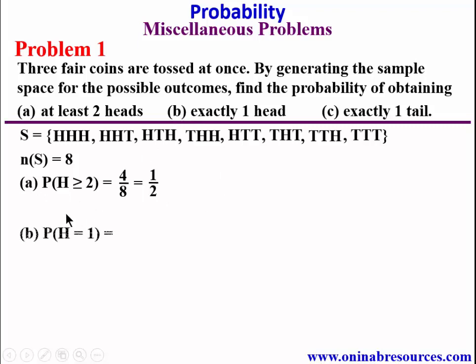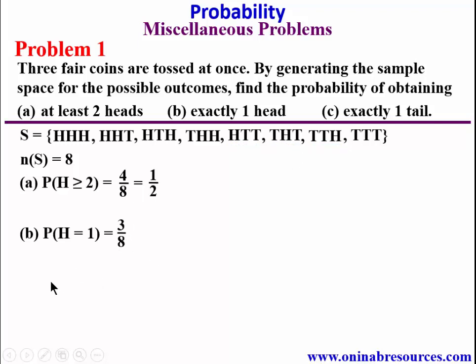For B, exactly 1 head, meaning the head is equal to 1. So we go to the sample space and see where we have only 1 head. So we have 1 head here, 1 head here, 1 head here. And there are 3 of such outcomes. So we have it as 3 over 8.